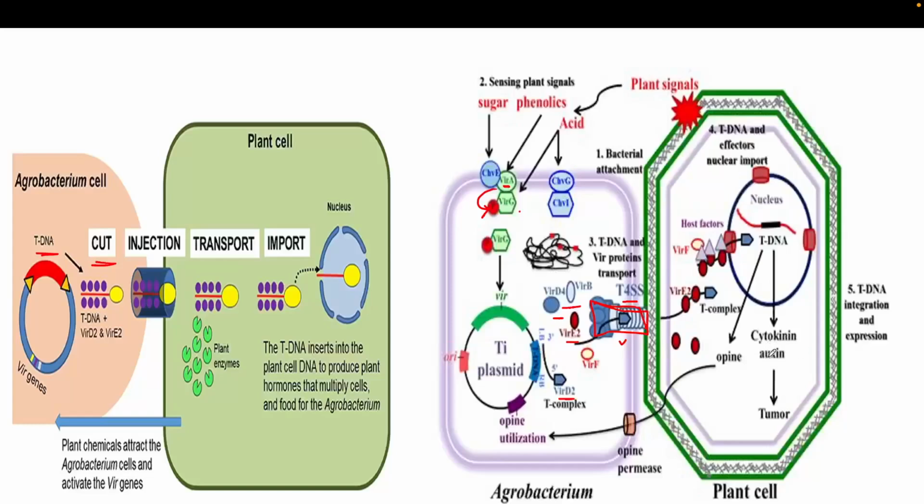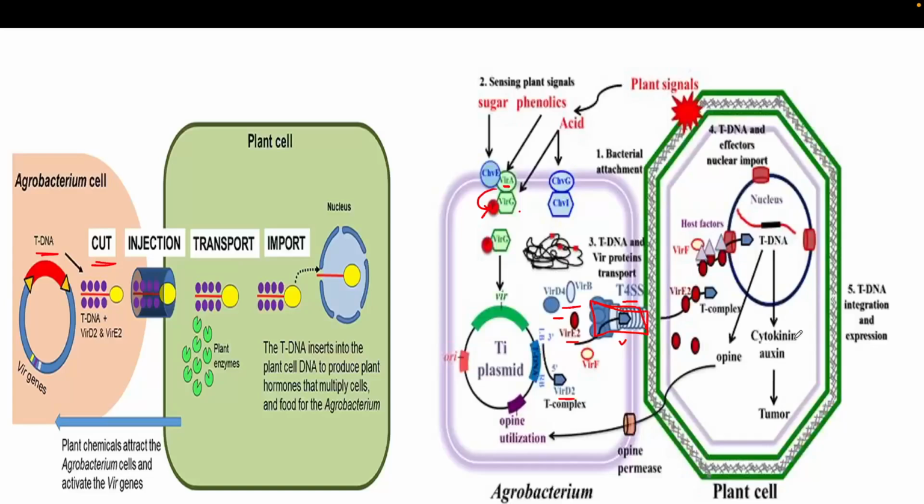there will be production of your target protein. If it is the natural condition, then because it is having the cytokinin, auxin and opine genes, it will synthesize cytokinin, auxin and opine, and it will cause the tumor. And when you are having the target gene, then it will produce the target protein.